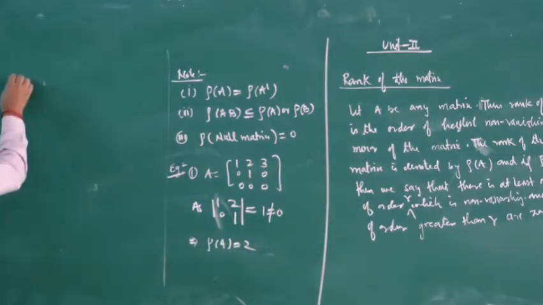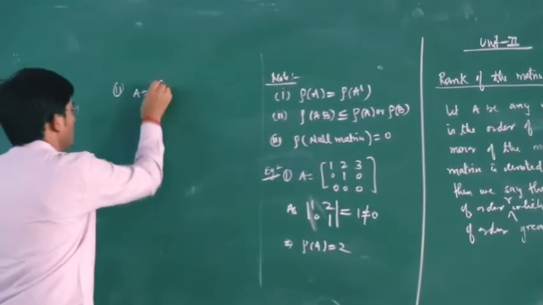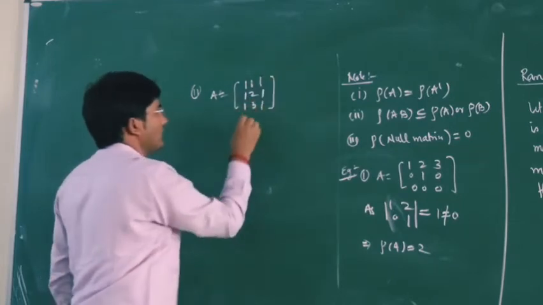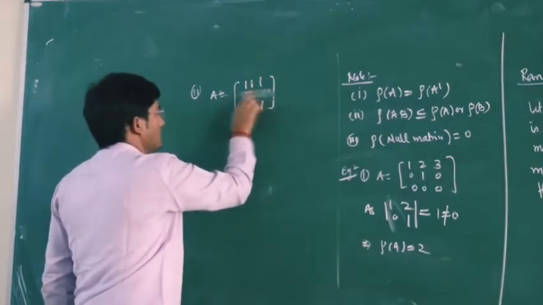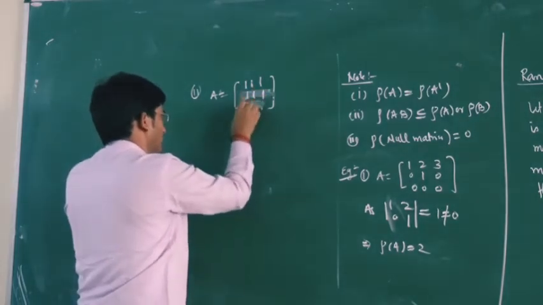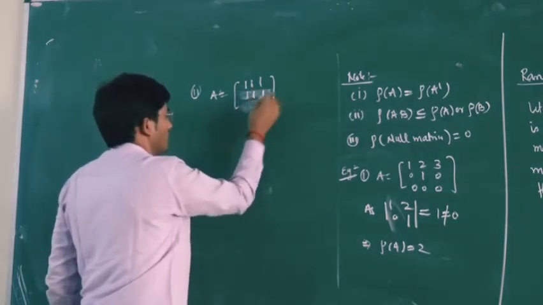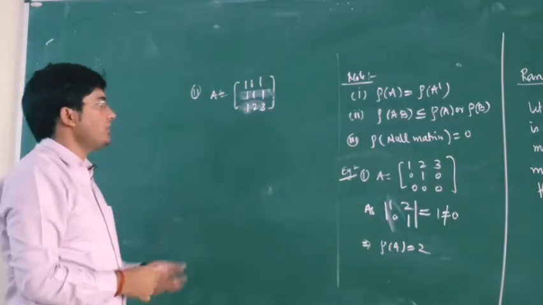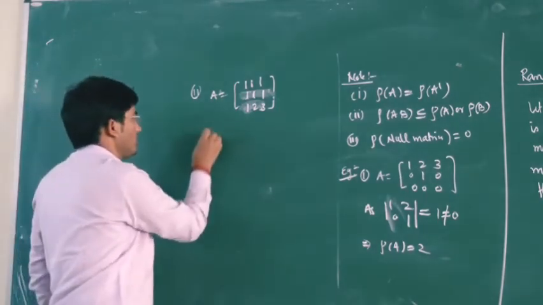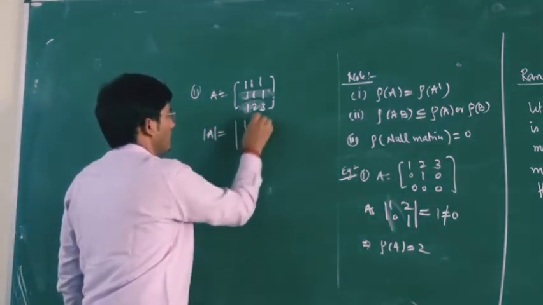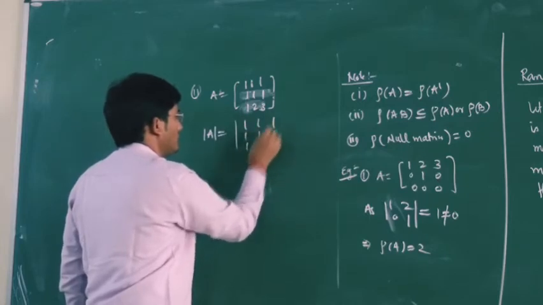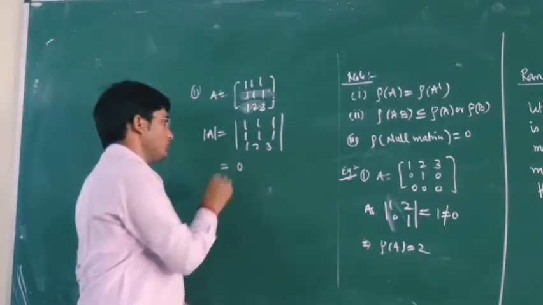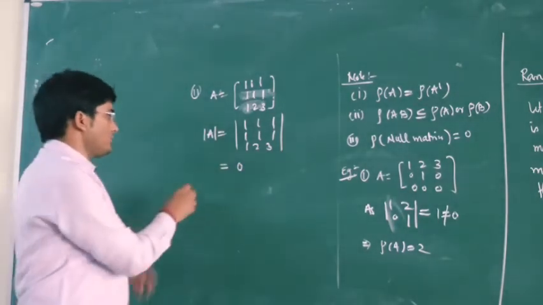Now let us consider the second example. A equal to 1 1 1, 1 2 1, 1 3 1, or we can write it as 1 1 1, 1 1 1, 1 2 3. Now let us find the determinant of this matrix. Clearly it is 0 because we have 2 rows common. So the determinant of the matrix is 0, and the rank of the matrix cannot be 3.